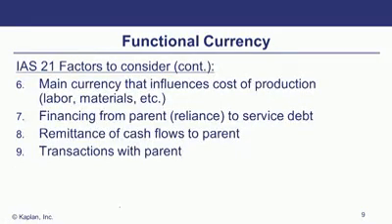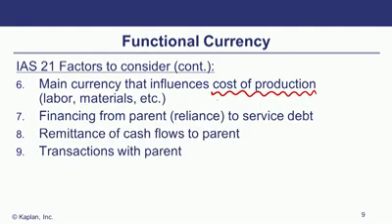Okay, point 6 says look at the currency that influences the cost of production. So this is going to be the currency in which you make your material purchases, maybe the currency in which you pay wages, etc. Another influence: financing from the parent to service debt. This is saying if your overseas subsidiary has issued debt but relies on cash flows from the parent to service the debt, then again, typically the parent's currency, the reporting currency, becomes the functional currency.